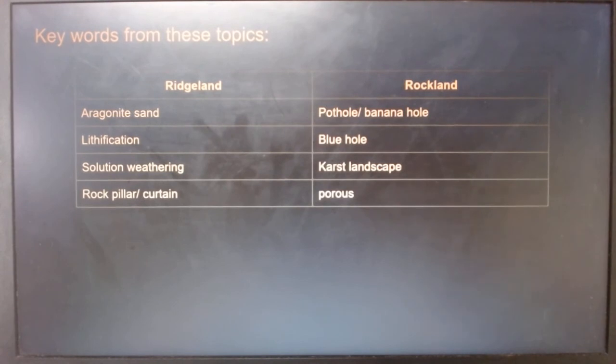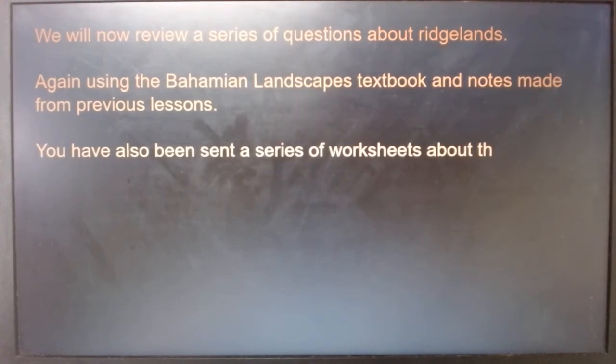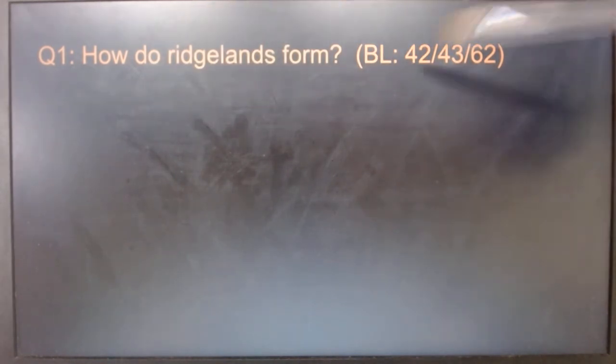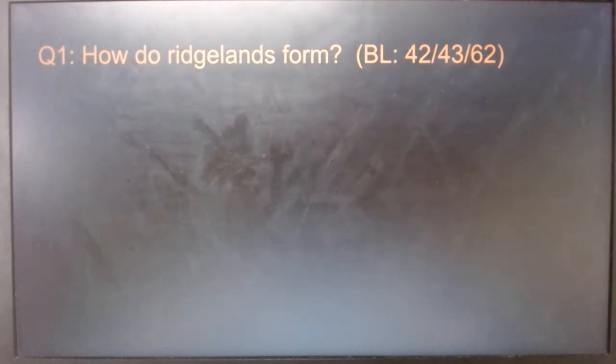So we're just going to look at ridgelands first. How do ridgelands form? BL stands for Bahamian landscapes, pages 42, 43, 62. We've covered some of this in previous videos, so you can go back and find the ridgeland videos. If you scroll up on Plus Portal and look back in your notes on ridgelands, you'll probably find your best notes in there.